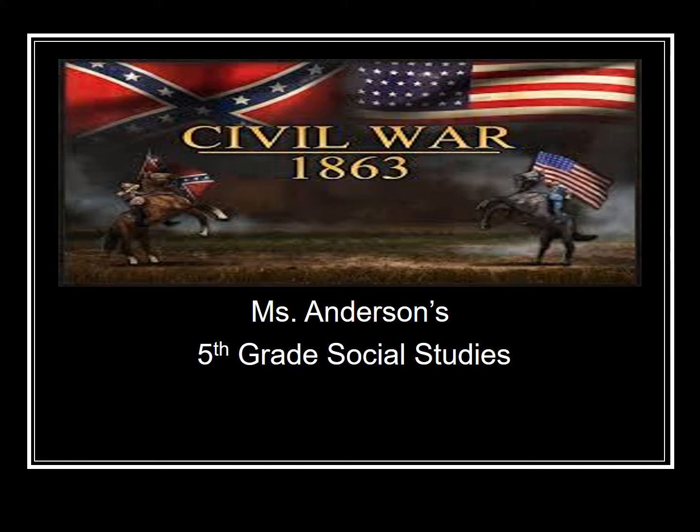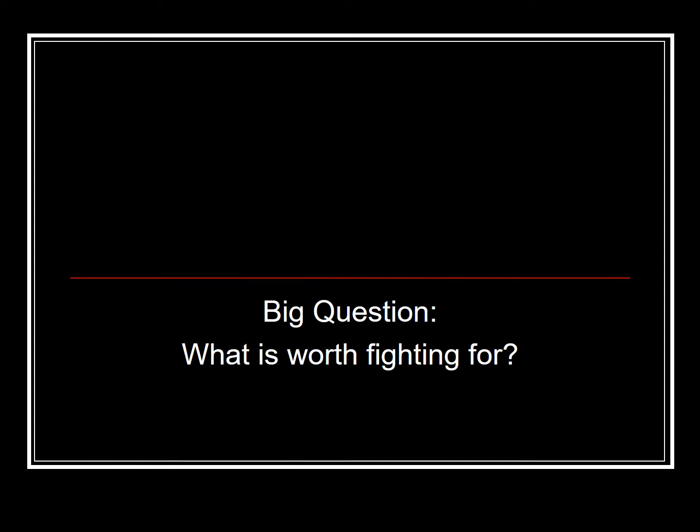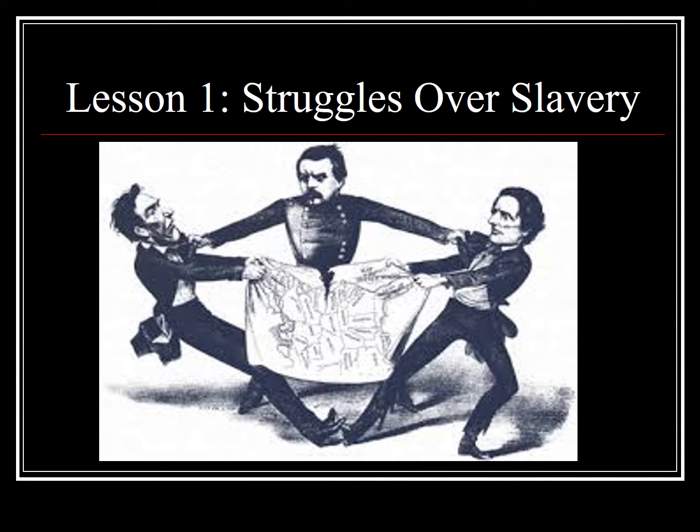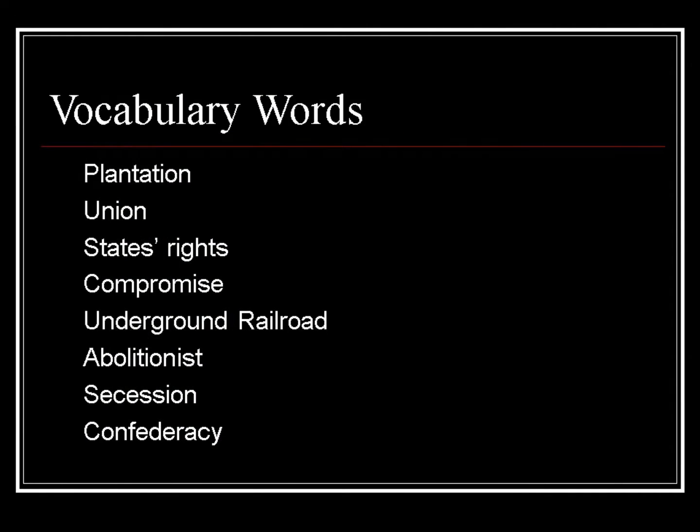Today we're going to begin a unit lesson on the Civil War, which began in 1863. The big question for this unit is, what is worth fighting for? Lesson 1, struggles over slavery. Key vocabulary words: plantation, union, states' rights, compromise, Underground Railroad, abolitionist, secession, and Confederacy.